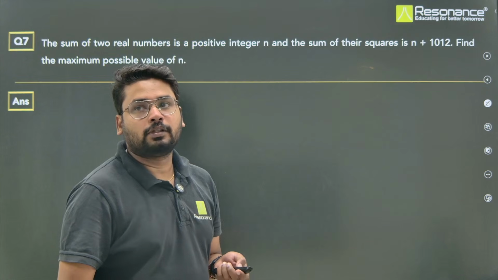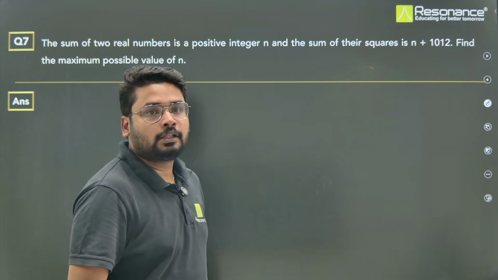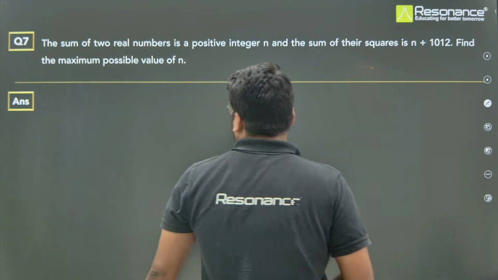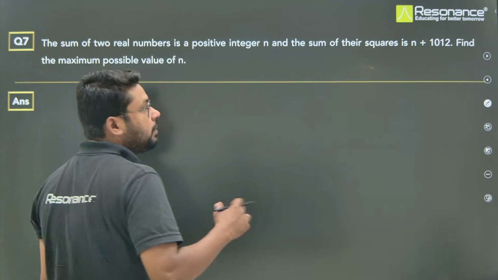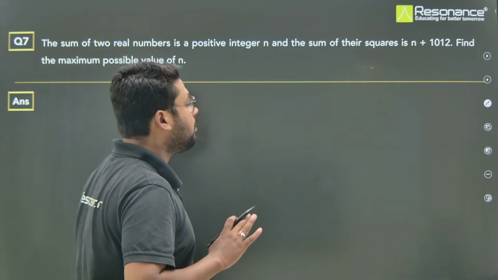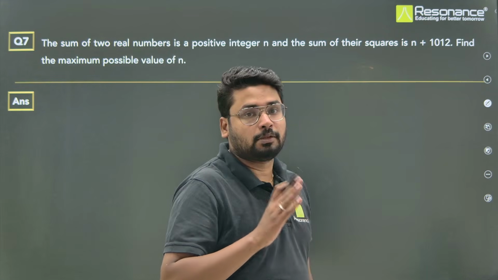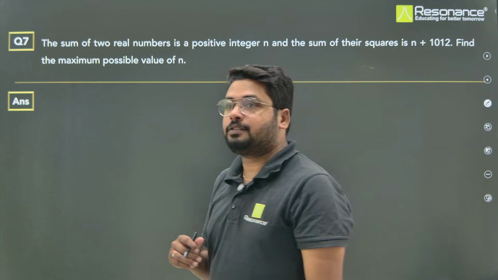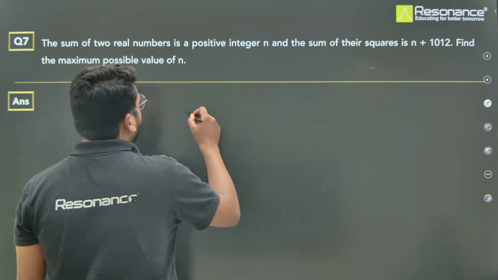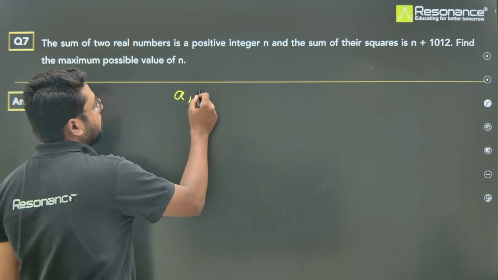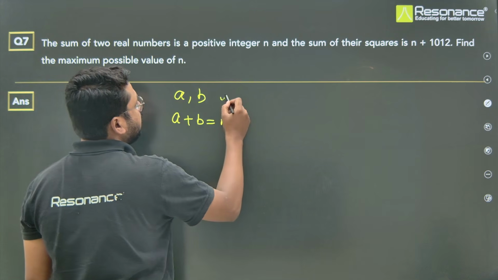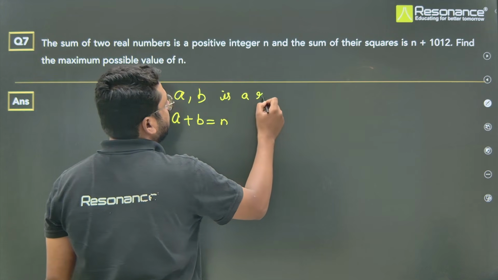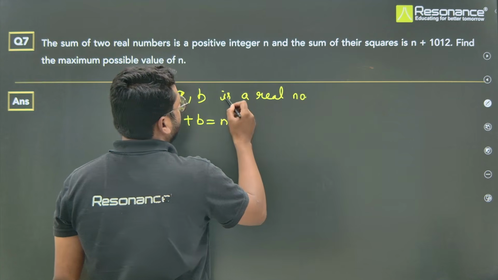Now we move to the next question. The sum of two real numbers is a positive integer n, and the sum of their squares is n plus 1012. Find the maximum possible value of n. We have to find the maximum possible value of n. So let us take the two numbers as a and b. So a plus b, and a and b are real numbers.